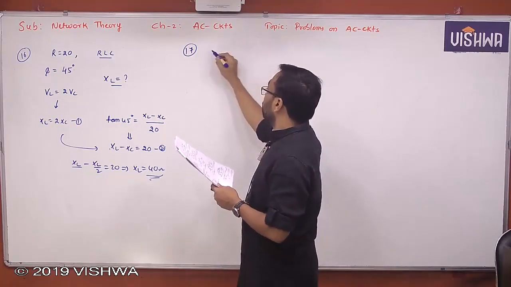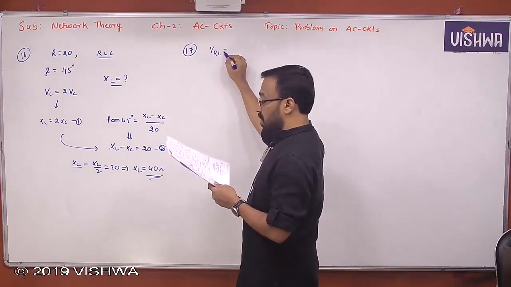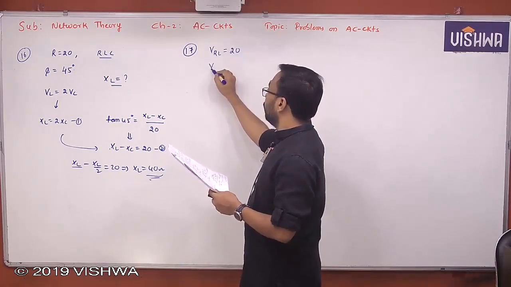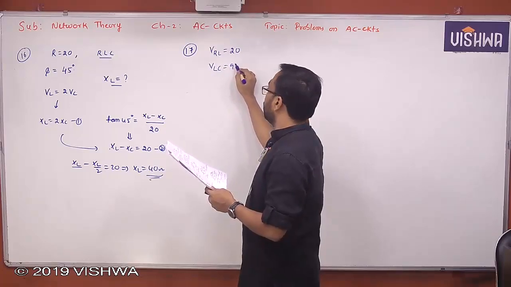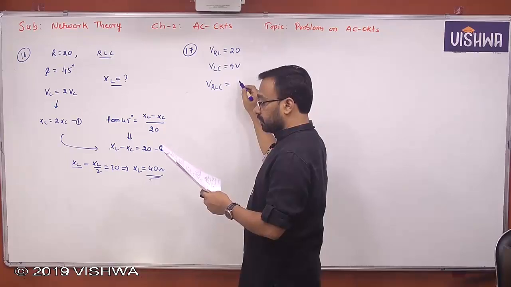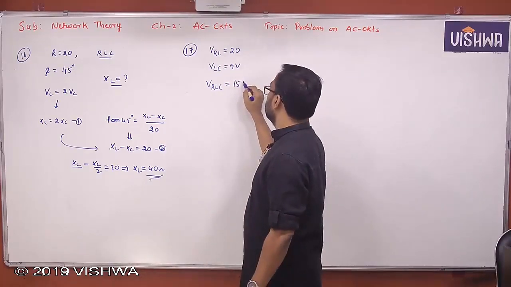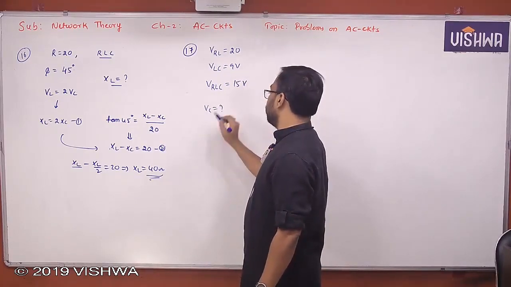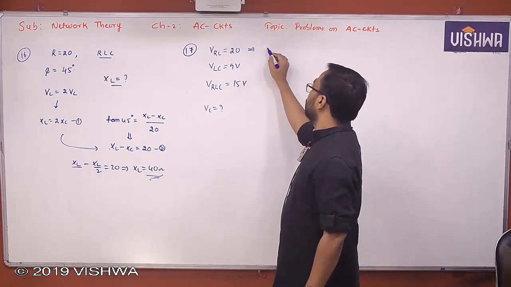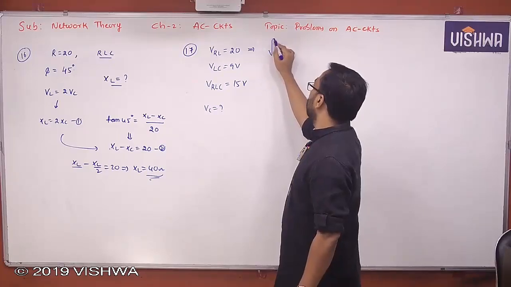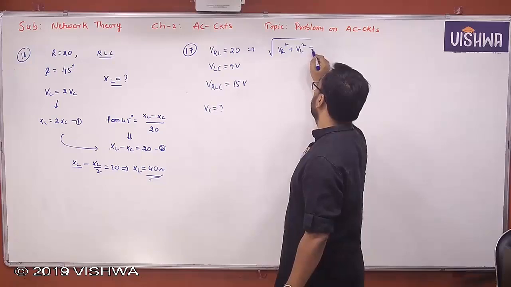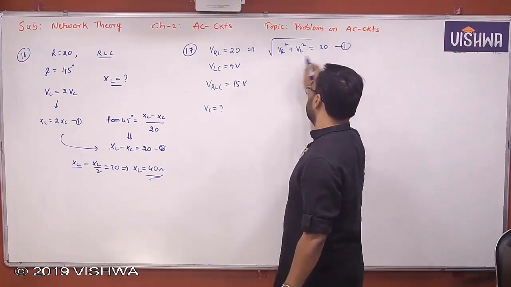So let me just note down the data given. VRL is given how much here? 20 volt. And VLC is given how much? 9 volt. VRLC is given how much here? 15 volt. So he is expecting the VC value. Clear? So from this you understand that VRL is nothing but root of VR square plus VL square. Yes or no? 20 volt. So let's take it as equation 1.